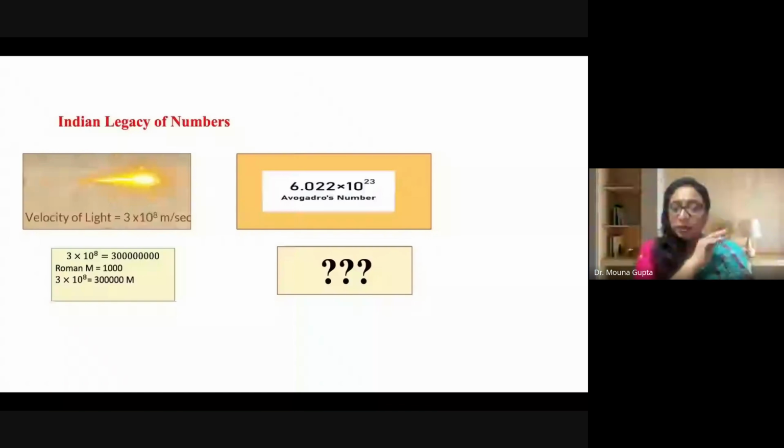So the beauty of our Indian mathematics is we write it with a place value. We have not only given the zero, we have given the place value to the digit. So that's the beauty of our Indian mathematics.